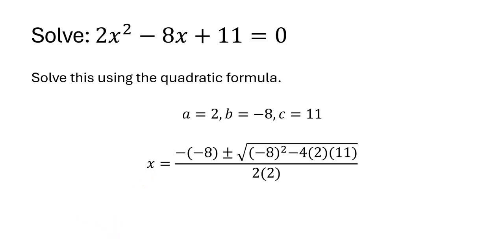Now it's time to simplify. When I do that, the opposite of negative 8 gives me a positive 8, and then underneath the radical, negative 8 squared is 64, and negative 4 times 2 times 11 gives me negative 88. So it simplifies to be 8 plus or minus the square root of 64 minus 88, all over 4.